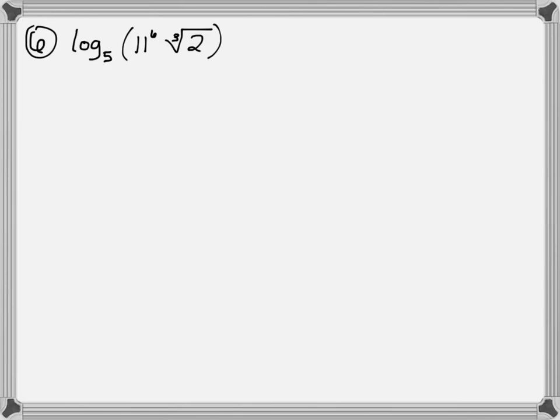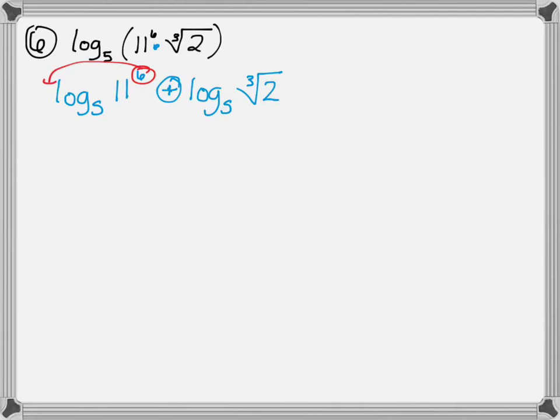So let's go ahead, and we need to first go ahead and separate out the multiplication. Log base 5 of 11 to the 6th plus log base 5 of the cube root of 2. Now, I separate it with addition because it's being multiplied. Now let's get that 6 moved forward. That's 6 times log base 5 of 11.